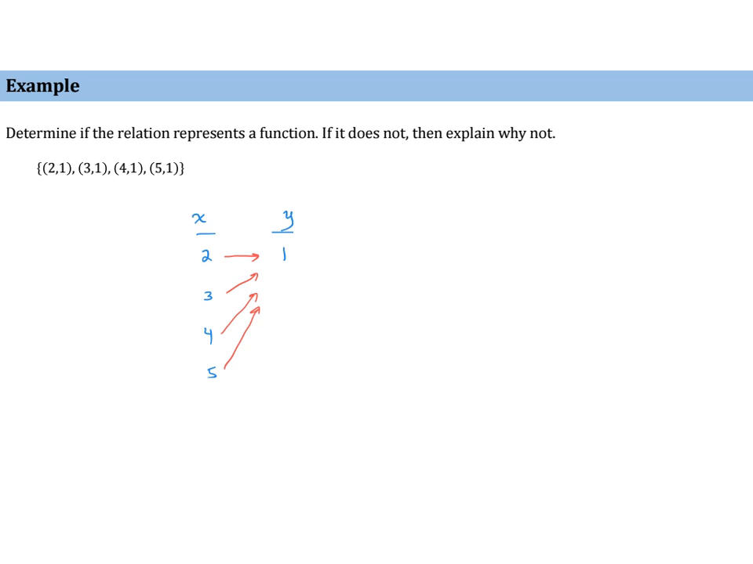So for this to be a function, each value in the domain must be assigned to exactly one value in the range. So let's go piece by piece. This is an element in the domain. Is it assigned to exactly one element in the range? Yes. 3. Is 3 assigned to exactly one element in the range? Yes. So on and so forth. 4 and 5 likewise. So is this a function? Yes. It is a function.